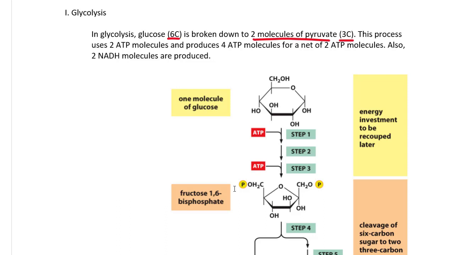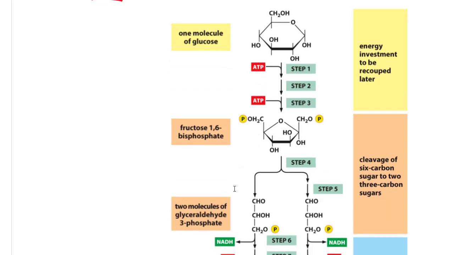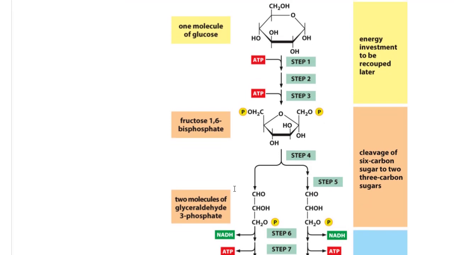This process uses 2 ATP molecules and produces 4 for a net of 2 ATP. So 2 ATP molecules are used, 4 are produced. 4 minus 2 gives you 2. So overall 2 ATP molecules are produced from this process. Also 2 NADH molecules are produced. Remember, NADH is an activated carrier. So here we have a little outline, basically a quick synopsis of glycolysis. And we're going to look at glycolysis in a little bit more detail later, but let's take a quick look.